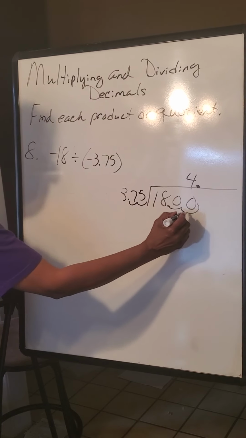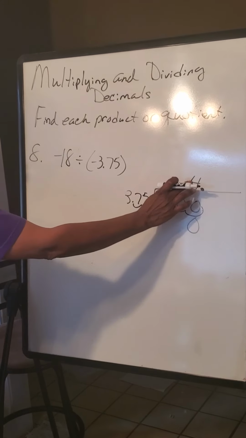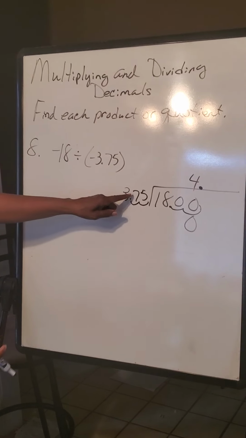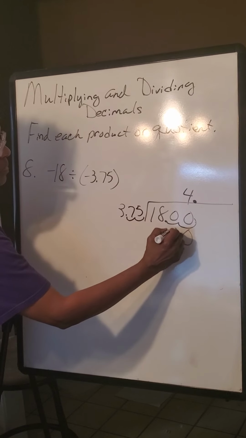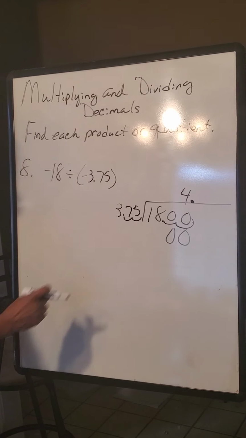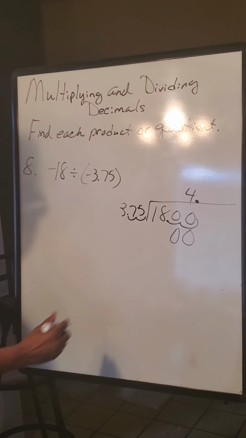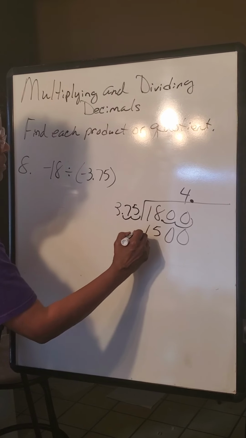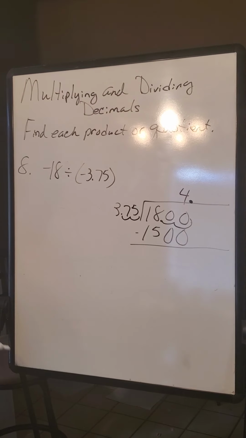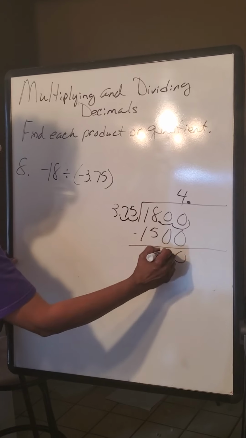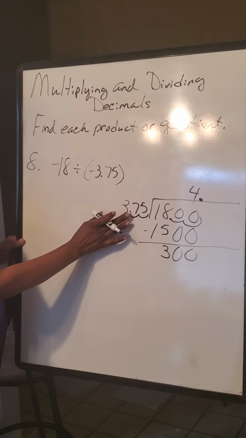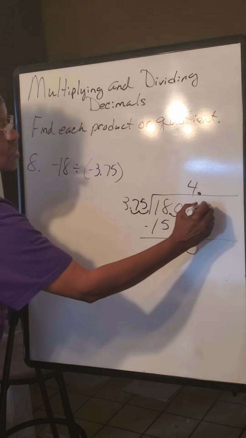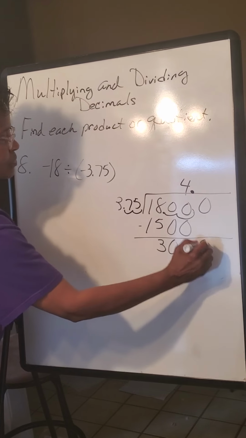4 times 5 gives me 20. 4 times 7 gives me 28, and 28 plus 2 gives me 30. 4 times 3 gives me 12, and 12 plus 3 gives me 15. Now I'm ready to subtract. I get a 0, I get a 0, I get a 3. I'm safe because this remainder is smaller than that divisor. So now I'll add a 0.